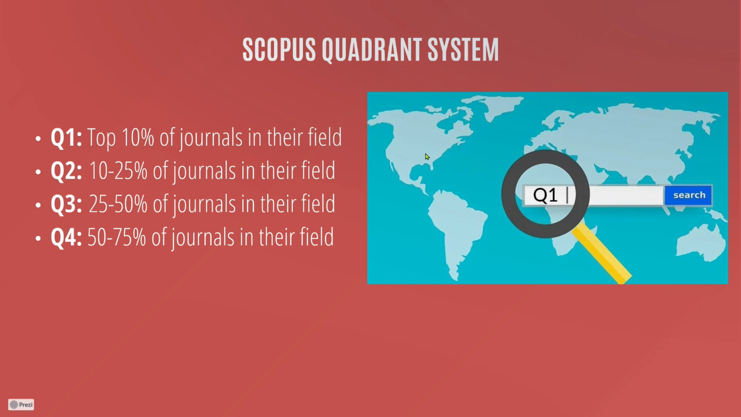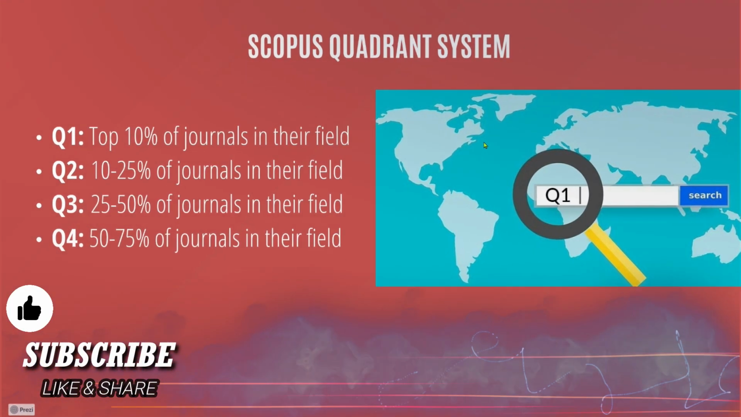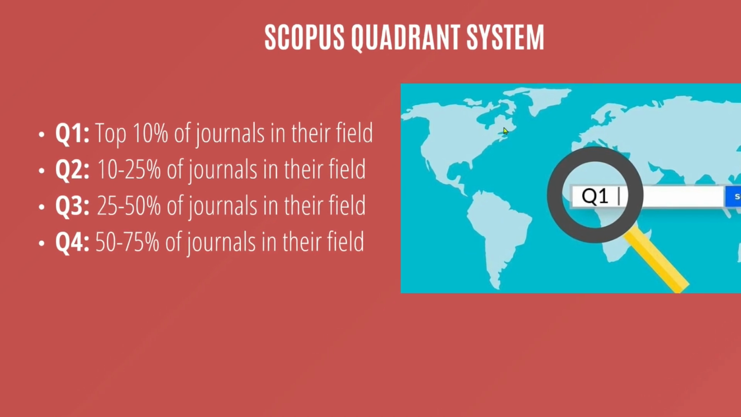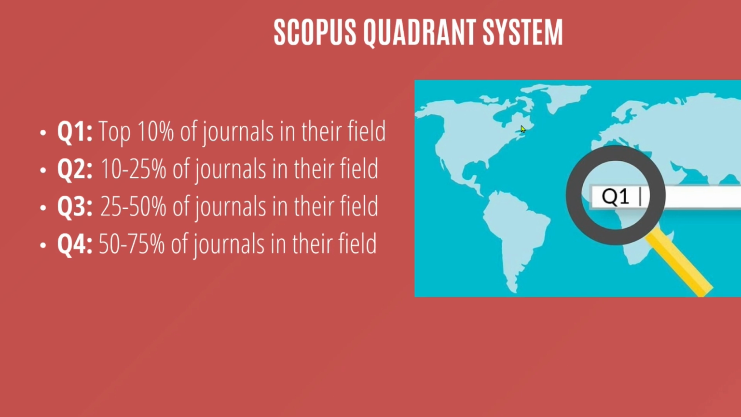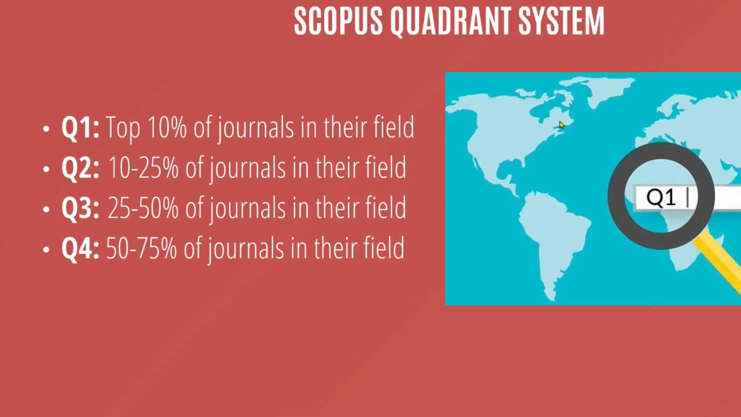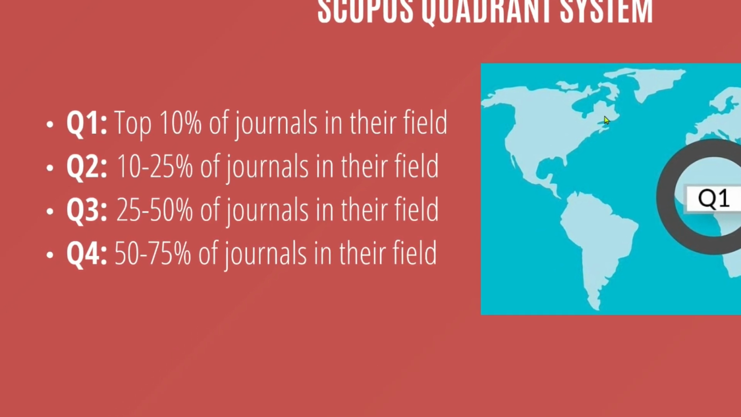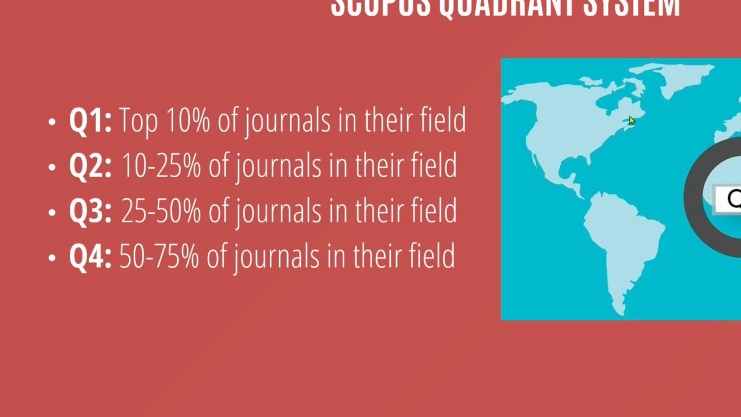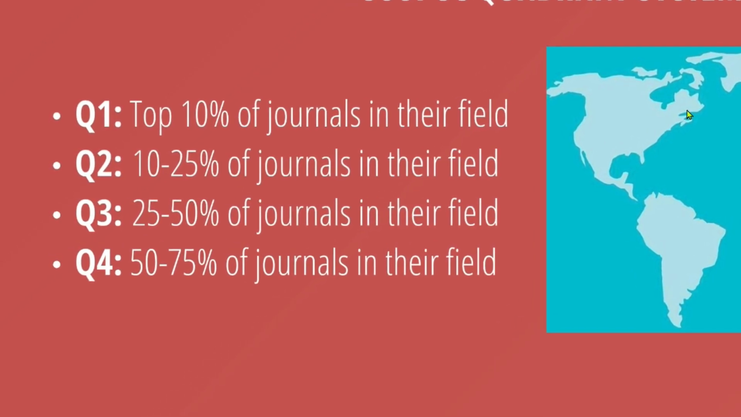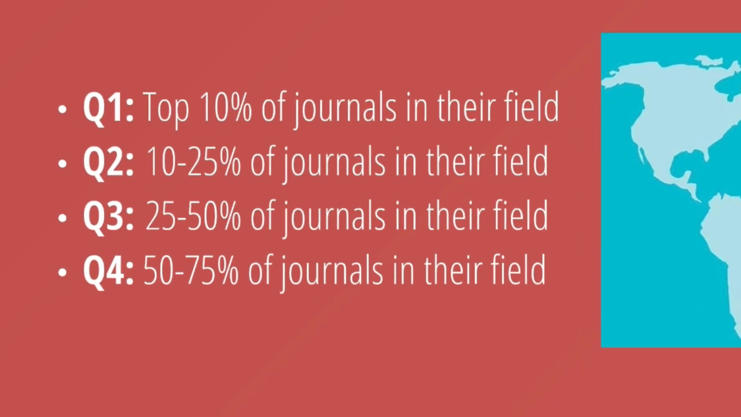Scopus quadrant system. It's also called quartile. So we have 4 quartiles or quadrants: Q1, Q2, Q3, Q4. Q1 is the top 10% of journals ranked in this field. Q2 is around 10 to 25% of journals ranked in this field. Q3, 25 to 50% of journals ranked in this field. Q4, 50 to 75% of journals ranked in this field.